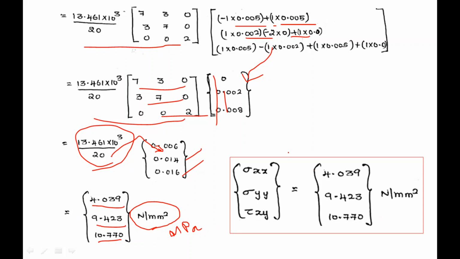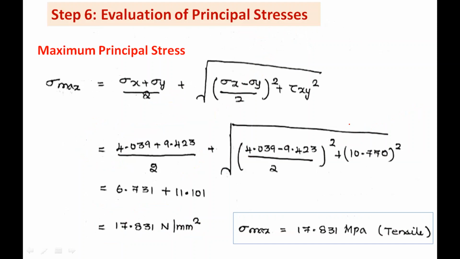Now we evaluated the element stresses. These are the normal stresses and shear stress acting on the element. Using these stresses, we have to find the principal stress, which is asked in the question. That is, we have to apply the principal stress formula taken from the strength of materials.